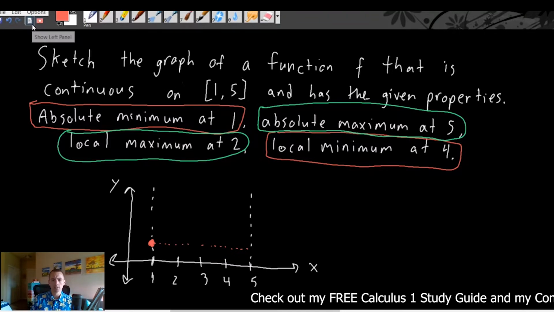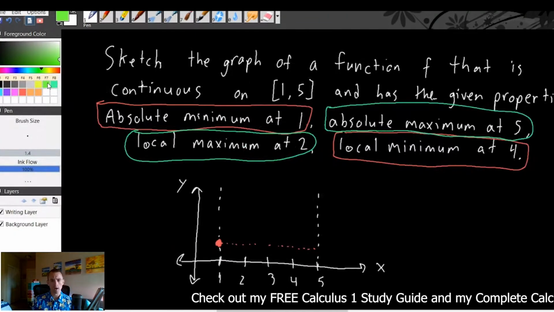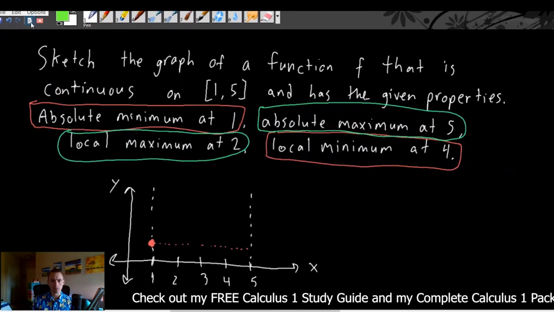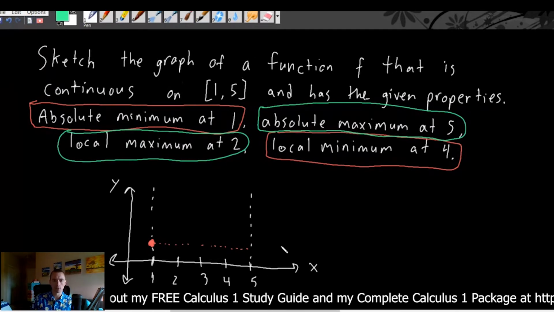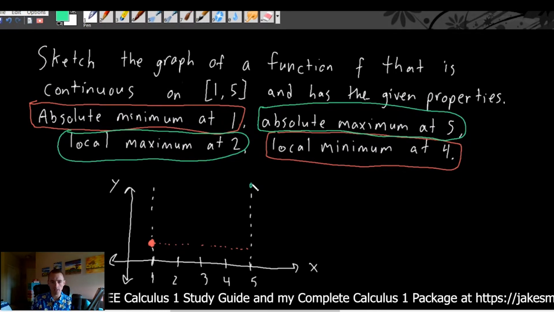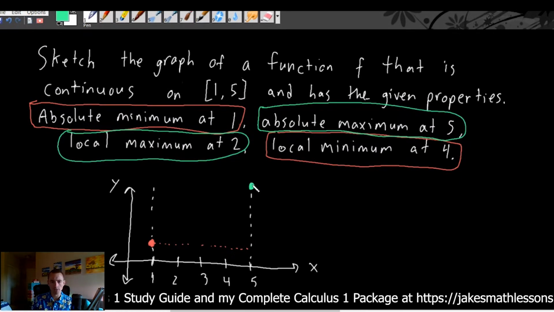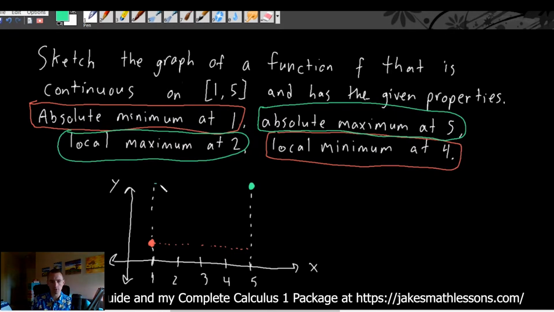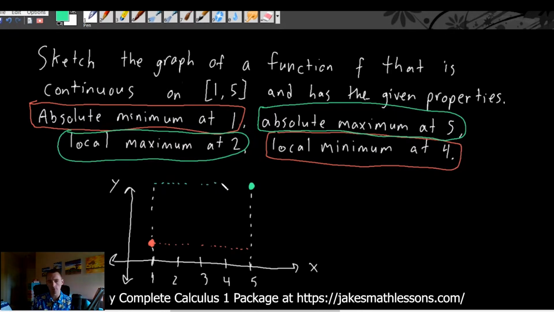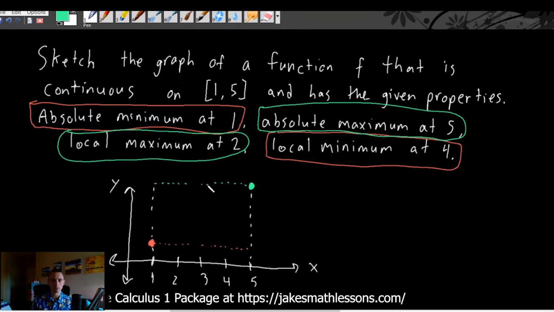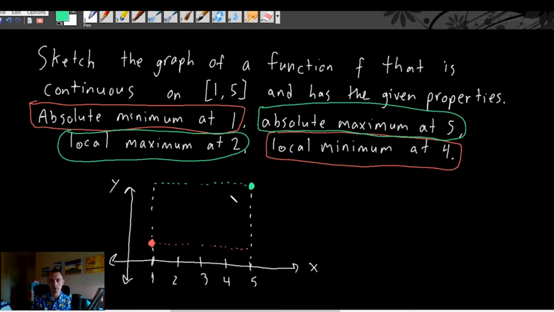Okay. Similarly, if we want to look at our absolute maximum, it occurs at x equals 5. So basically at x equals 5, our function is going to be as high as possible. So the rest of our function within this domain from 1 to 5 has to be below this greenish blue dotted line up here. So basically our entire function needs to exist within this box. It needs to go through this point here and this point here at these corners of the box.